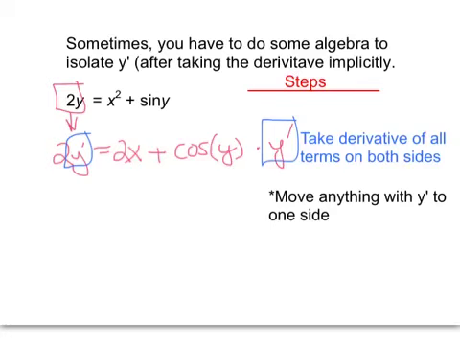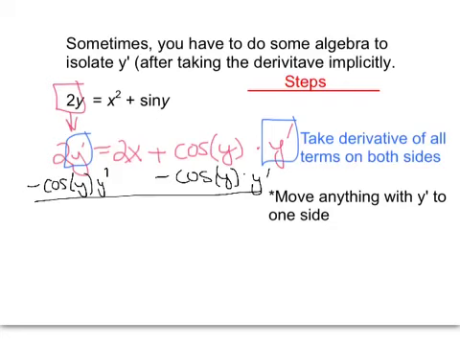So let's write that down. We're going to move anything with y prime to one side. We're going to subtract this entire term. This is called a term. It's like 3x. We would subtract 3x on both sides. We're subtracting cosine y prime on both sides. So now we have 2y prime minus cosine y prime. And that y prime is not inside the cosine, by the way. Only the plain old y is inside the cosine. Equals 2x is still left on the right side.